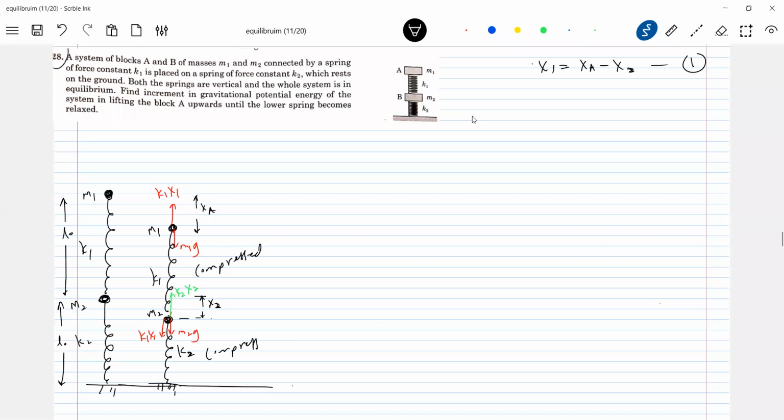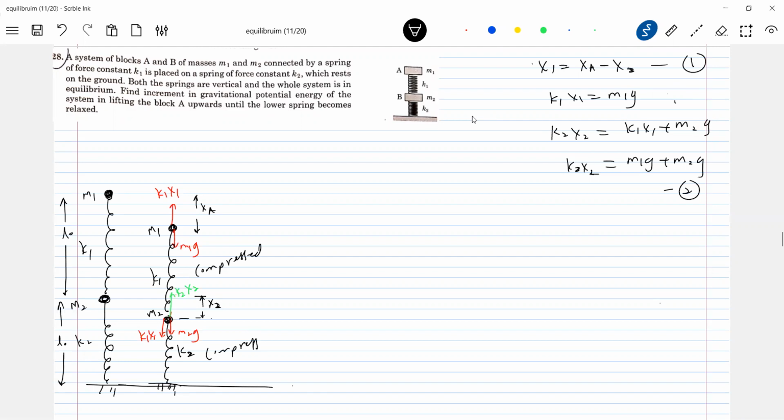Then let's equate K1 X1 for equilibrium of the upper block. K1 X1 equal to M1G. For the block M2 equilibrium, K2 X2 should be equal to K1 X1 plus M2G, that is M1G plus M2G. Call this equation 2.